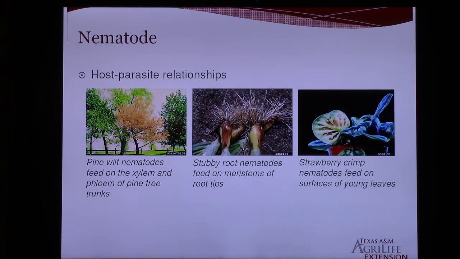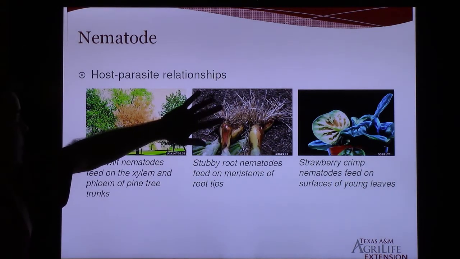So many times with nematodes, we don't know what the problem is because we don't see the signs or symptoms like we do with fungi or bacteria or even viruses. In this case, we've got a pine tree that's died. Is this drought related? Actually, in this case, we've got pine wilt nematodes that feed on the xylem and phloem of the pine tree. These nematodes are in the tree and they've affected the flow of nutrients up and down the tree, so it's killed the tree that way.